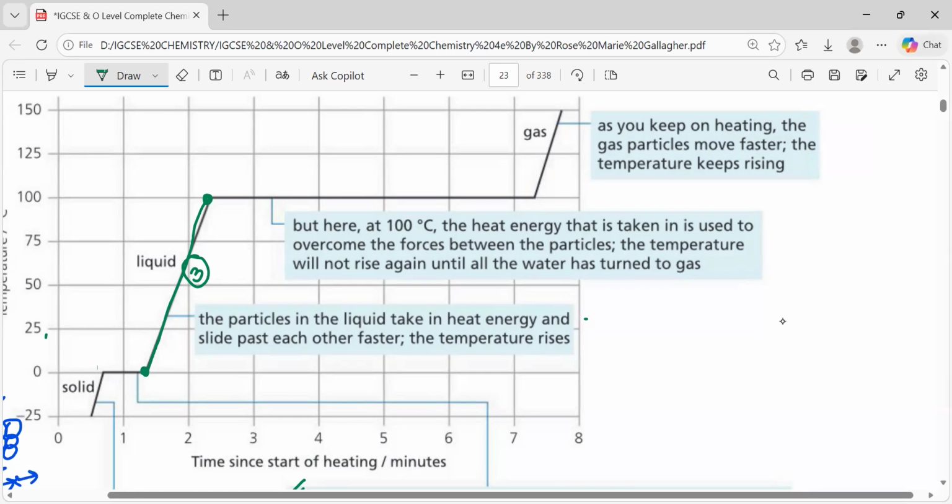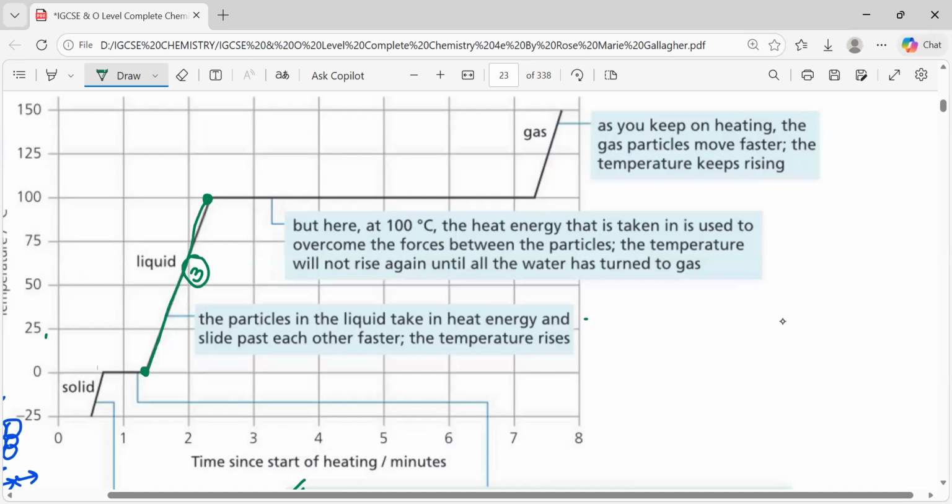Now you have water, okay? Now you don't have ice. At 0 degrees, you have liquid water. And what will happen then? It will rise more. Then it will rise more until 100 degrees, so it boils.